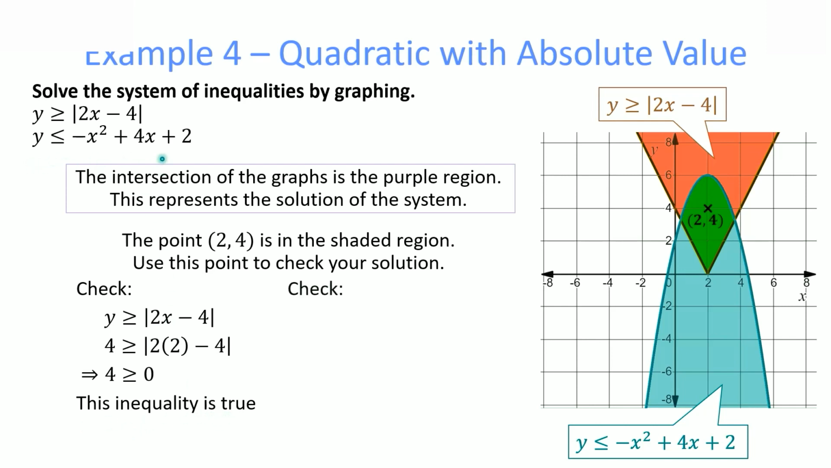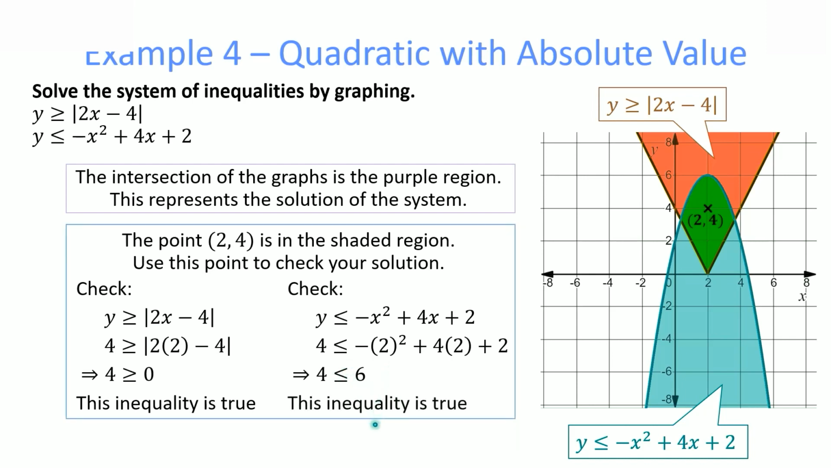Similarly, for the quadratic inequality, again, y is 4 and x is 2. And this inequality tells us that 4 is less than or equal to 6, which is also true. So both inequalities are satisfied by the point 2, 4. But the point 2, 4 is in the purple region, so therefore we have verified that the solution that we selected, the purple region, is correct.